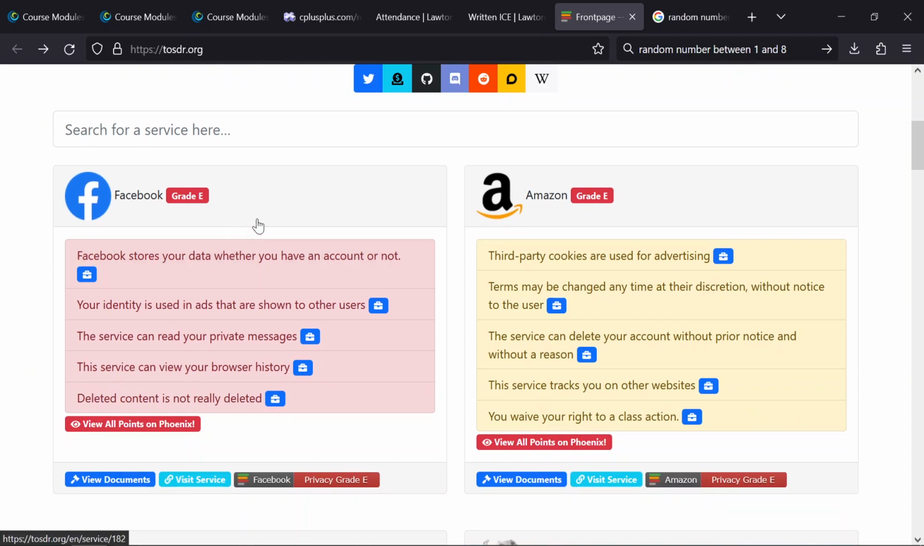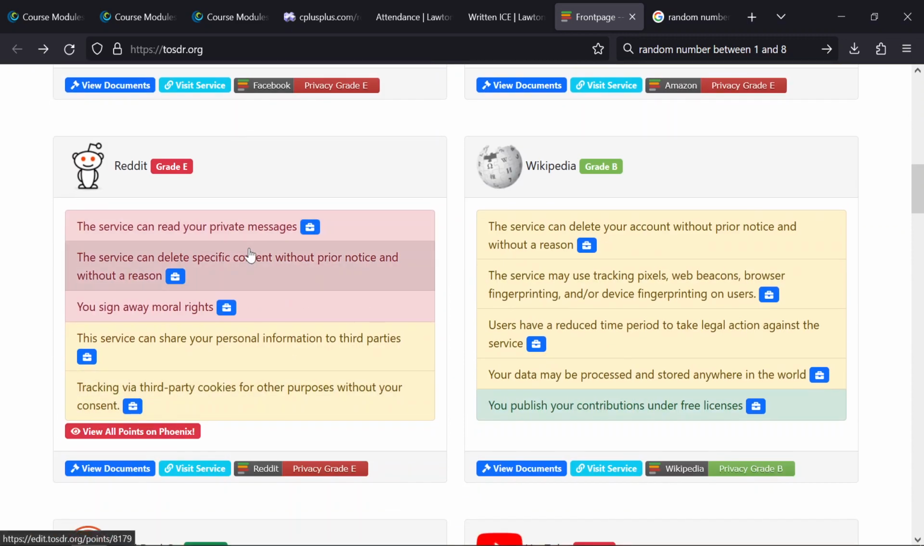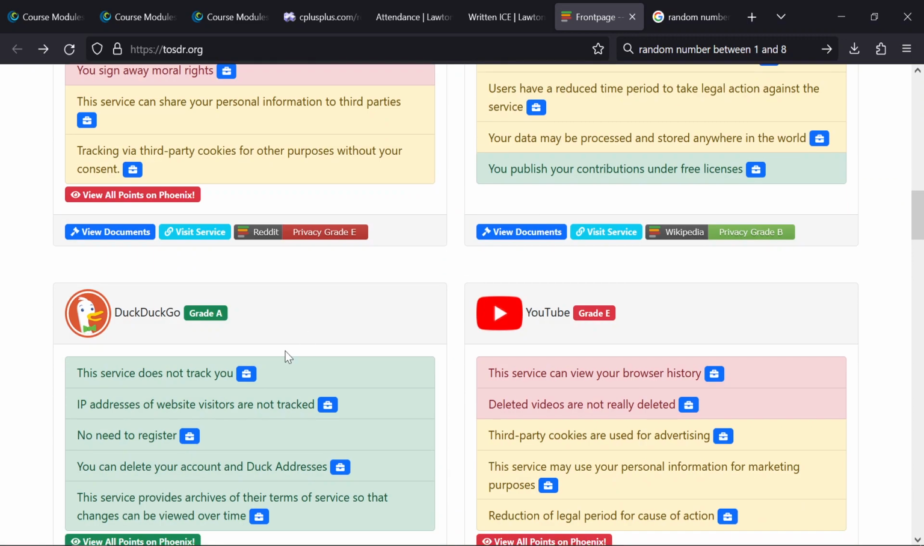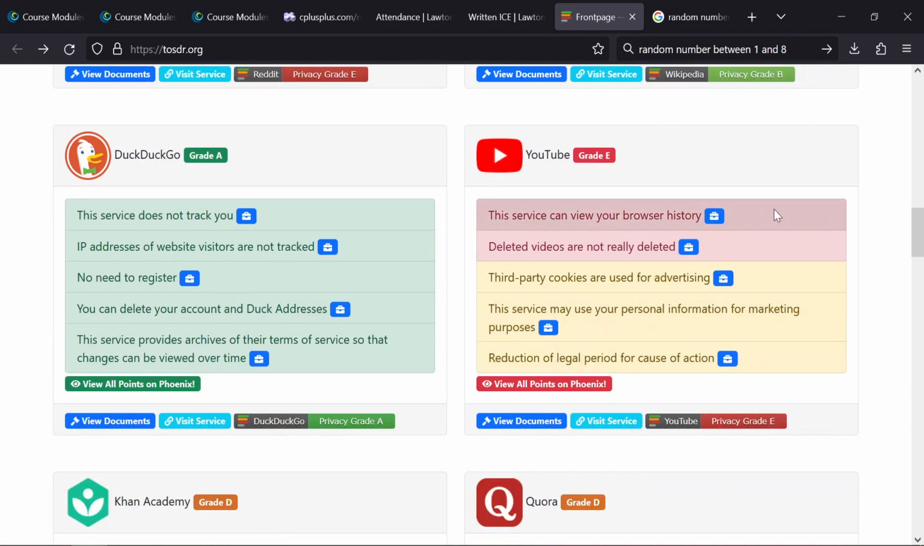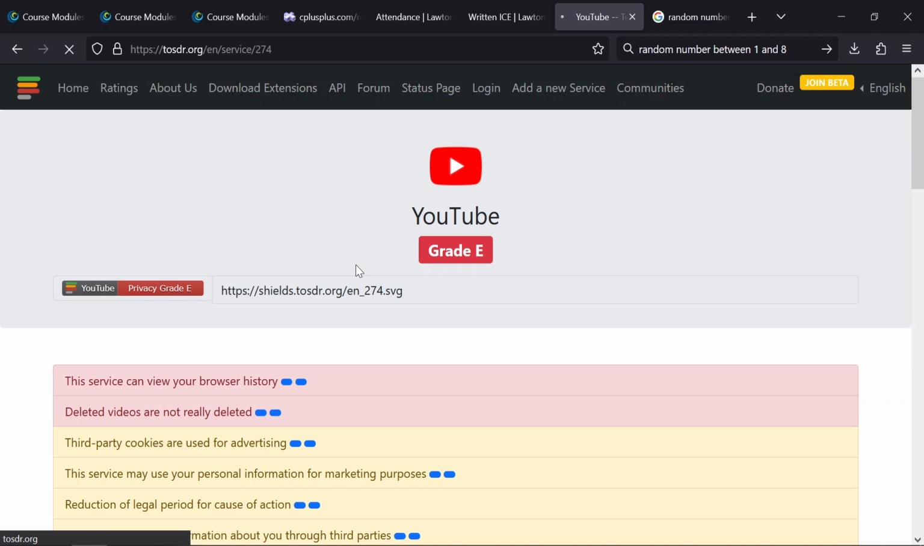So if you chose 6, here's how you'd find company number 6. Facebook would be number 1. Say that Amazon is number 2. Reddit is number 3. Just go in order on the page. 4, 5, and so 6 would be YouTube, and then my group would do YouTube. And I'd read this page. I click on YouTube and go through it. Does that make sense? That's what I'd like you to do.